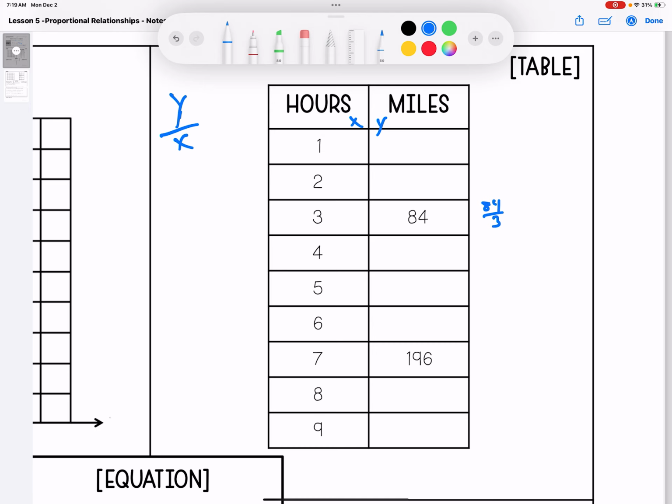And when you do that, you're going to simplify into 28 over 1. 3 will go into 84 28 times. So you divide by 3 on each. Or just in your calculator, go 84 divided by 3. It's going to tell you 28 over 1. So for every 1 hour, it's 28 miles. For every 2 hours, you double that, it's 56. And then just go down the table, which we've already done before, so I feel like you got that.